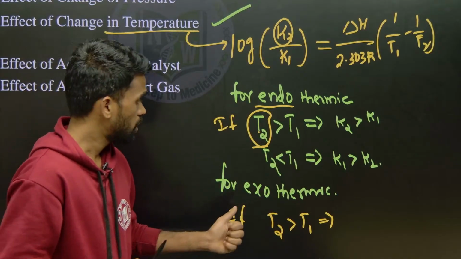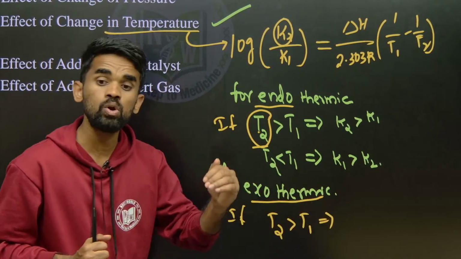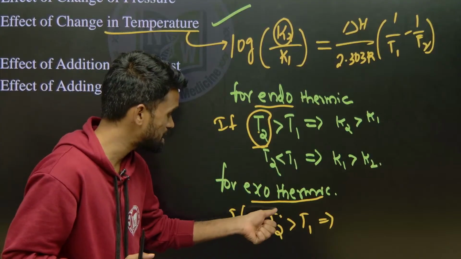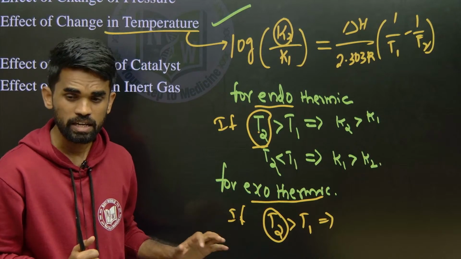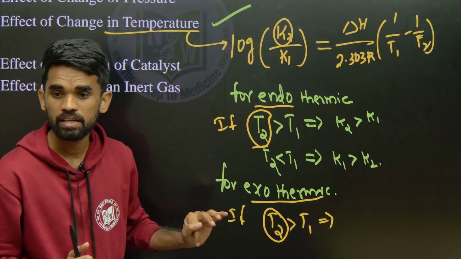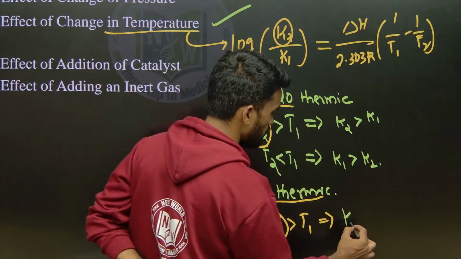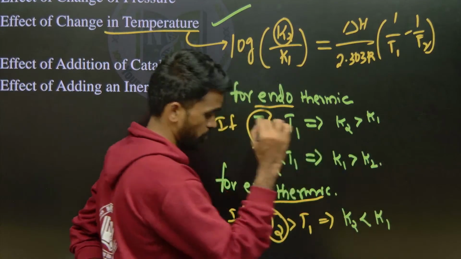for an exothermic reaction, the forward reaction is favored by lower temperature, but here temperature is raised. It means, is it favored? No, right. So K2 will be lesser than K1 if T2 is greater.